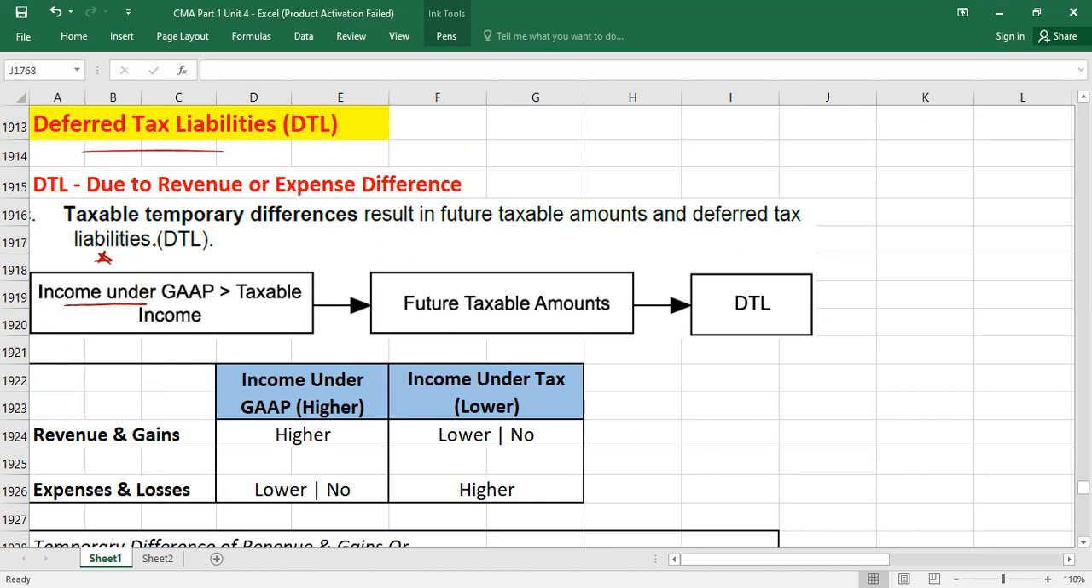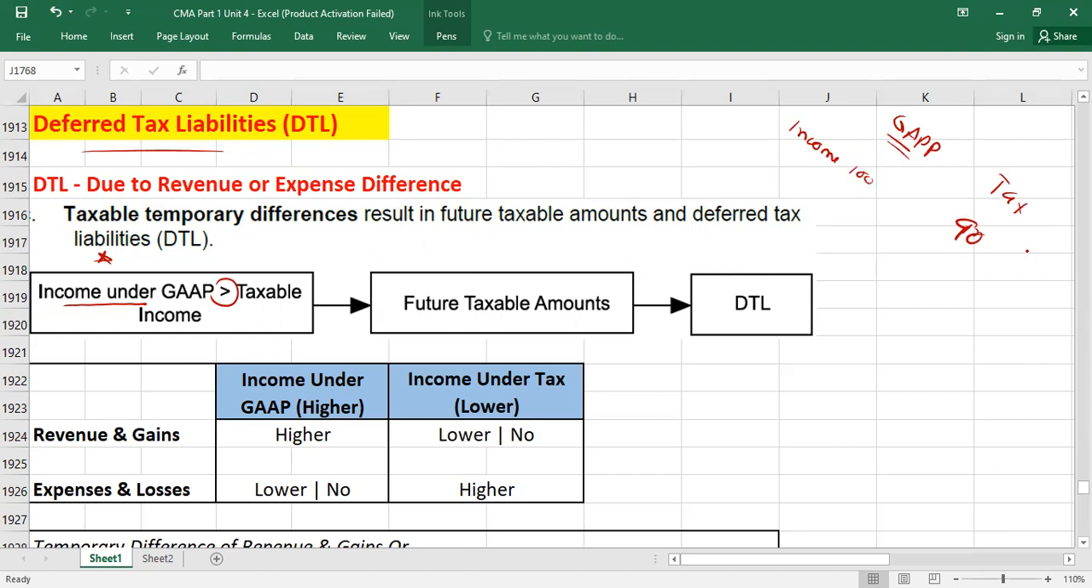If income under GAAP, which is accounting income, so whatever profit is showing under accounting records, is greater than taxable income, which is showing as per tax records. If GAAP income is more than taxable income, let's assume values. Let's assume under GAAP income is $100, and under tax, income is, for example, $90.